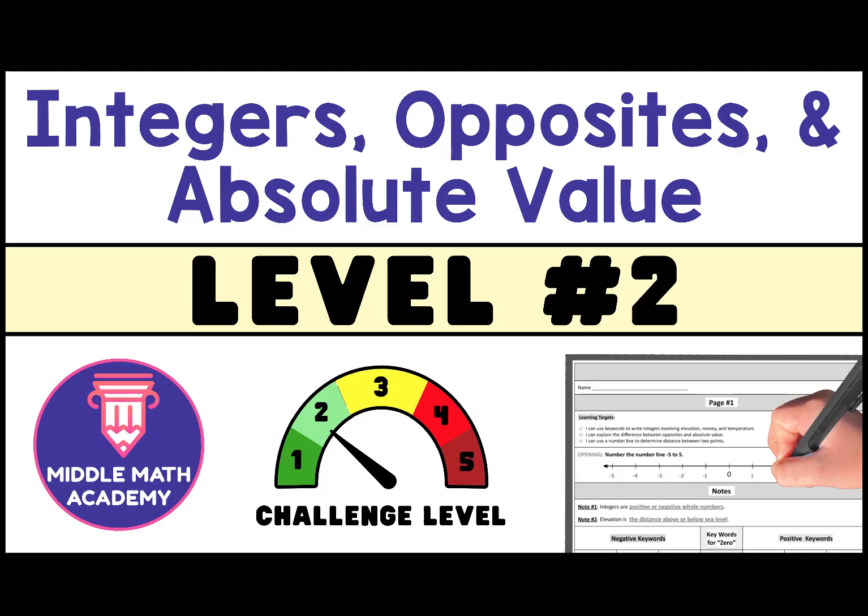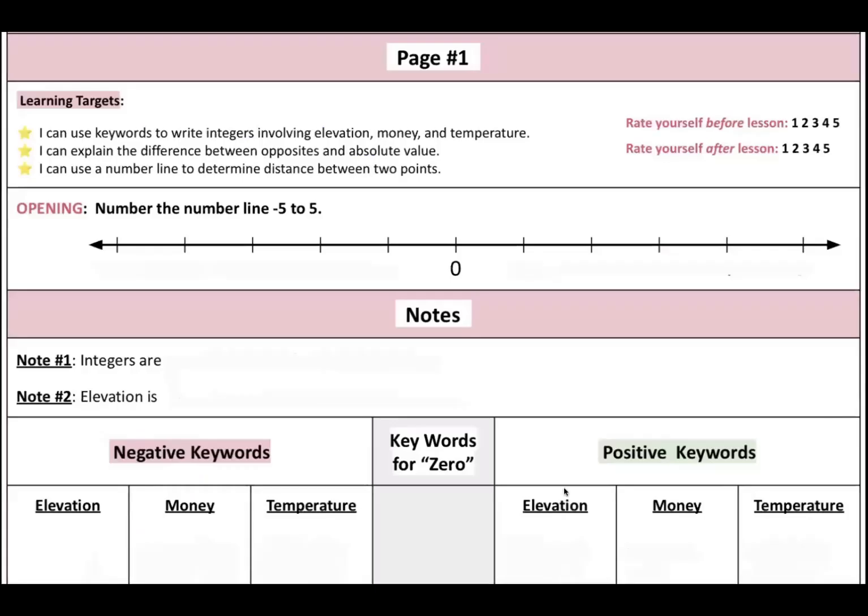Let's get started. Our learning targets today are: I can use keywords to write integers involving elevation, money, and temperature. I can explain the difference between opposites and absolute value. Before we get started, rate yourself on these learning targets. 1 is the least confident, and 5 is the most confident. Our opening says number the number line -5 to 5.